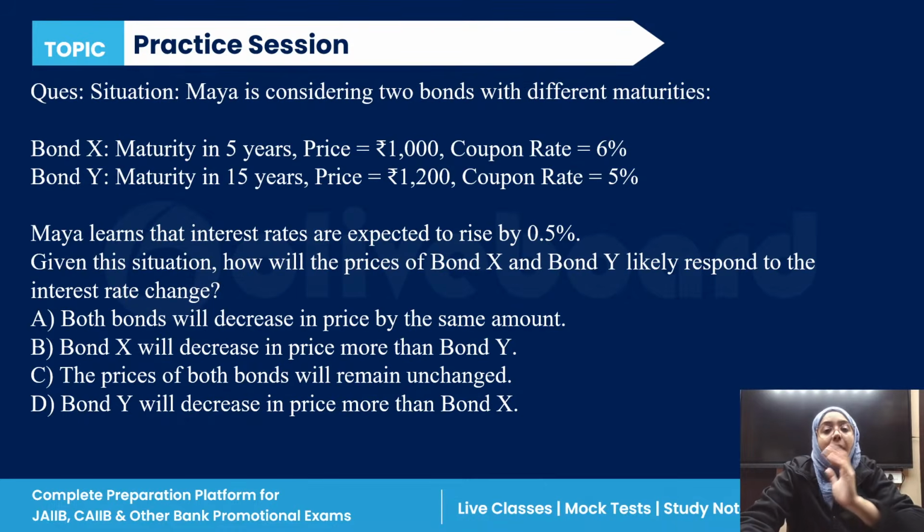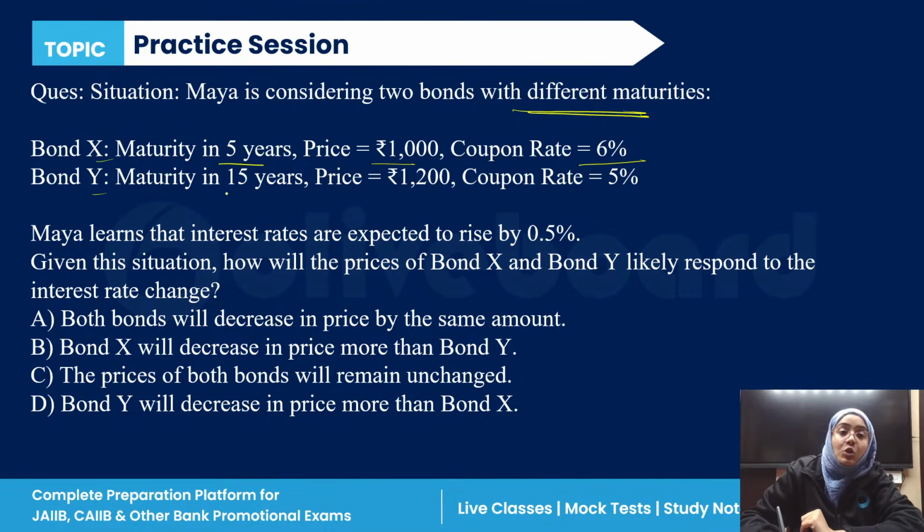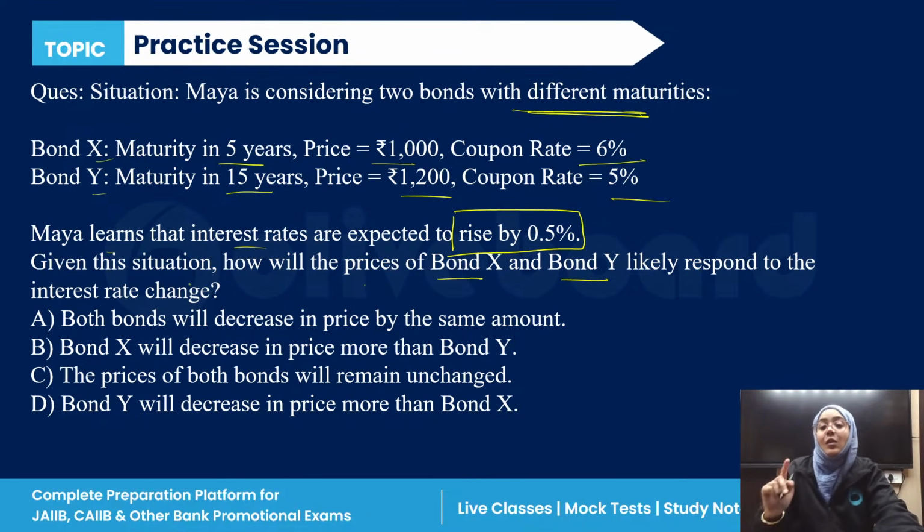Now, based on these bond theorems, again we have a question here. We have two bonds with different maturities. Bond X matures in 5 years, with this price and this coupon rate. Bond Y matures in 15 years, with this price and this coupon rate. Maya learned that the interest rates are expected to rise by 0.5%. Given the situation, how will the prices of bonds X and Y behave with the interest rate change? Again, a very simple question. Understand the bond theorems and then answer.